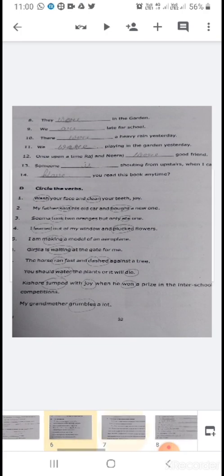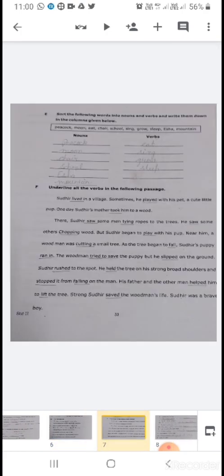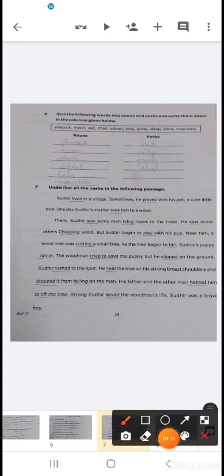Now see the next. Next is sort the following words into the nouns and the verbs and write them down in the column given below. Here are given the two columns. One is of the nouns and second is of the verbs. So all you have to do is, see in the above box, here are given some names and also the verbs. You just have to find out which are the nouns and which are the verbs. So we know nouns are all the names of a place, person, thing or animal.